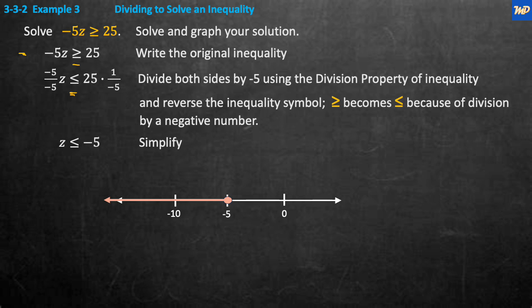And if you graph that, it's less than or equal. So right here we have a dot on the negative 5, not an open circle. It's a dot because we're including the negative 5. And it says z is less than that number. So that means everything here to the left is a solution to that problem. So negative 10 is a solution to this inequality.